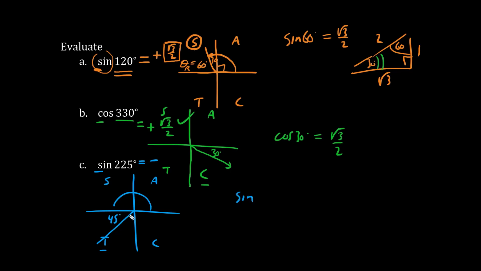And what is sine of the reference angle 45? Recall that sine 45 is root 2 over 2, or 1 over root 2. We have the 1, 1, root 2 triangle, and sine 45 is opposite over hypotenuse. 1 over root 2 is equivalent to root 2 over 2. So the value is root 2 over 2, and we have a negative value as our answer.